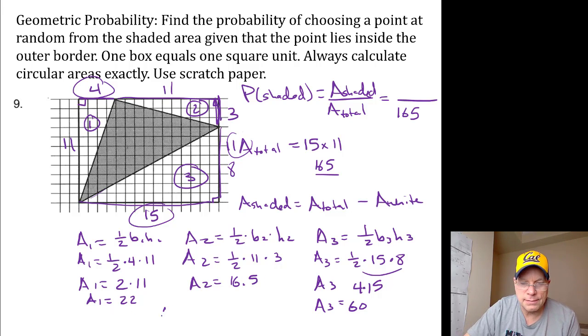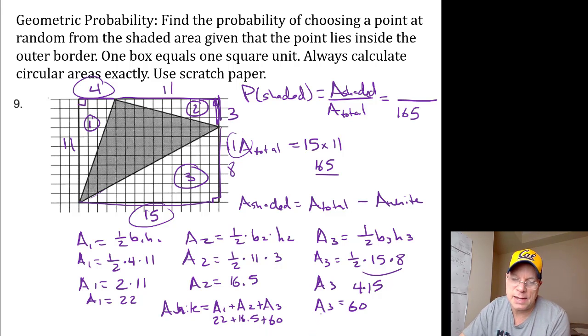The white area, that's nice penmanship, is the sum of the 3 white triangles. So 22 and 16.5 and 60 is 98.5. Sounds like a radio station. Those don't really exist anymore, I don't think. 98.5.